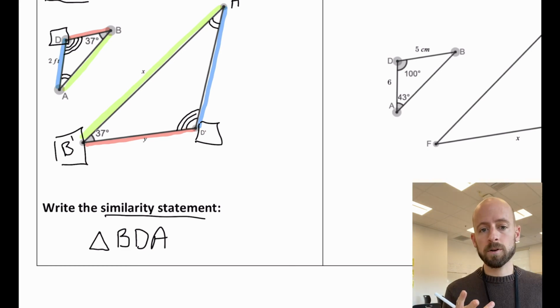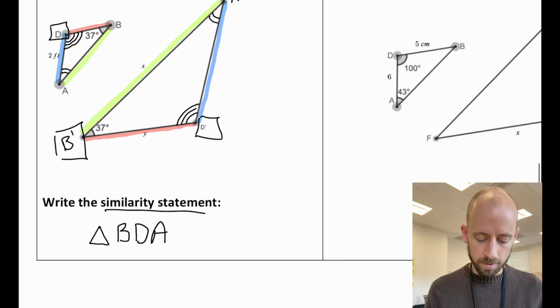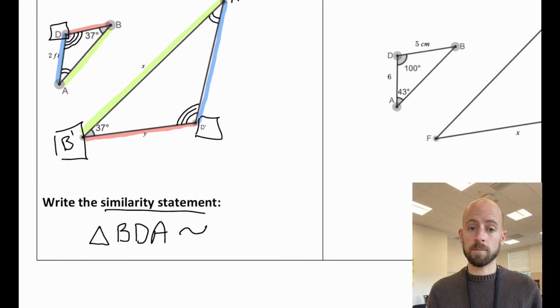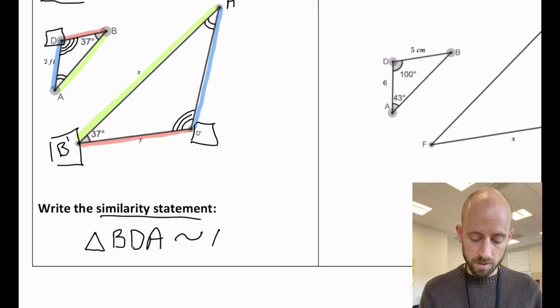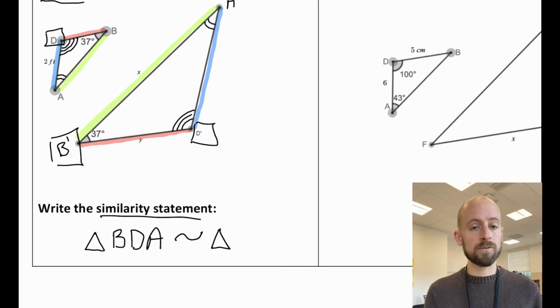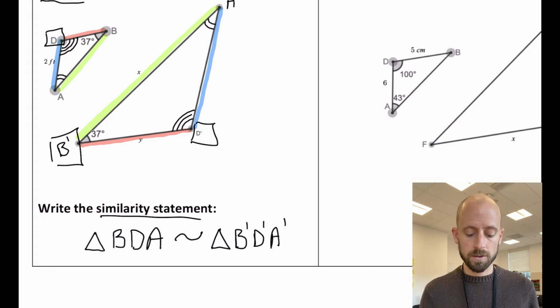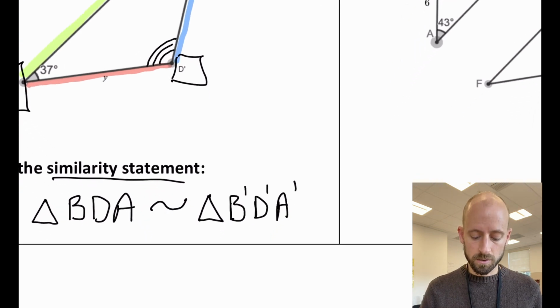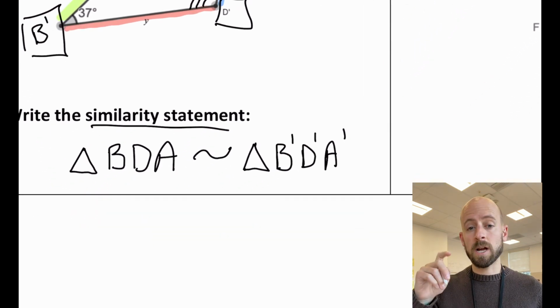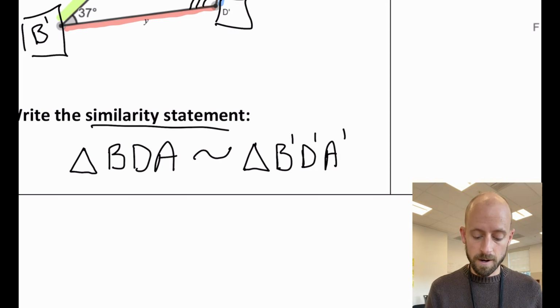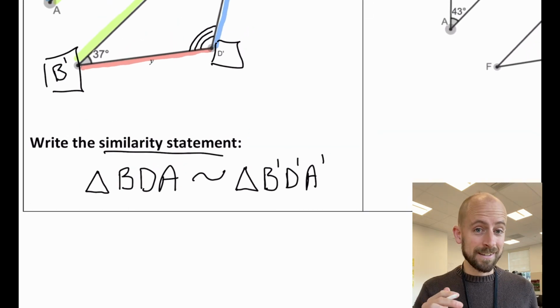Okay, so I just use the three vertices of the triangle, and then I put this little squiggly line to show similarity. Now, because I chose B, D, and A, I have to be real careful when I go with the other one. I cannot choose at random now. So since I chose B first, I'm going to choose B prime, then D prime, and A prime. Those two triangles are similar. In the future, you'll see that I won't be using the same letters with primes. I'll be using different letters, so you'll have to be very careful on the order in which you choose those for a similarity statement. More on that in the next video.